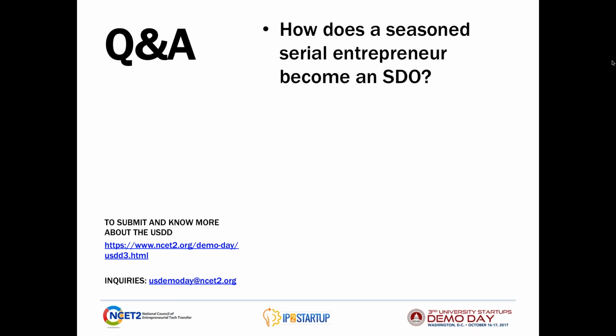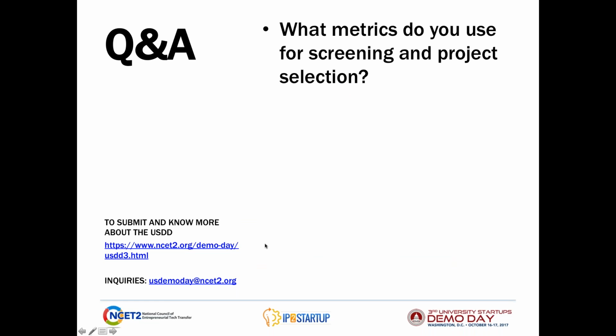All right. Bob, did you have anything on this or? No, I think you did well, Tony. I'll take a pass on this one. Okay, great. Thanks. Okay, our next question is what metrics do you use for screening and project selection? This is probably also for the SDO.